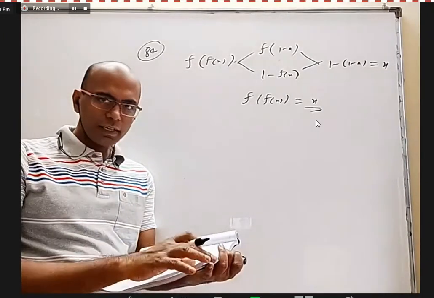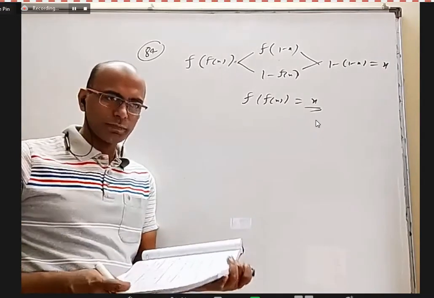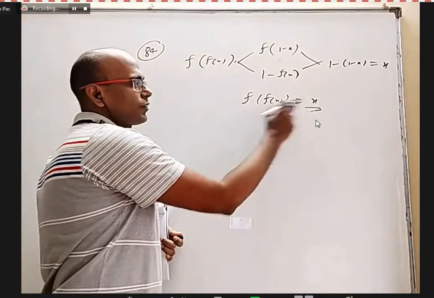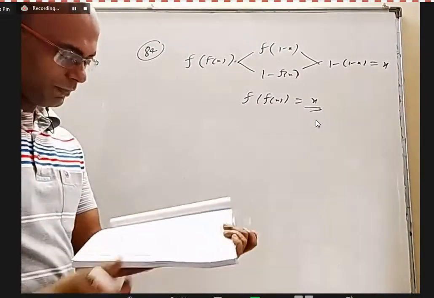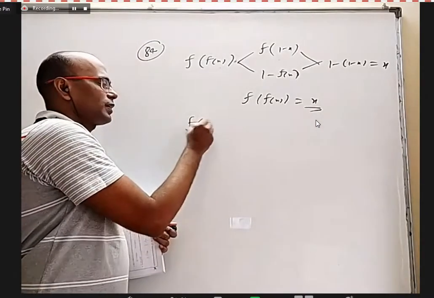Have they given answer A? No, sir. They gave B, sir. Yeah, answer B is correct. Why? I'll tell you. There is a problem. f of f of x is x, but not for everything. Let us try to find f of minus 3. What is f of minus 3?